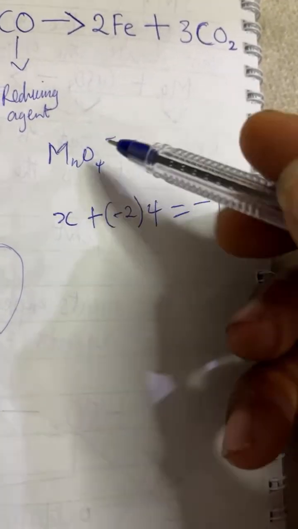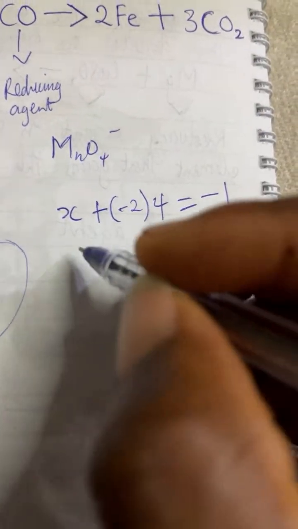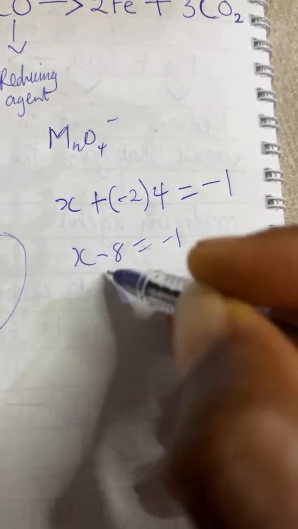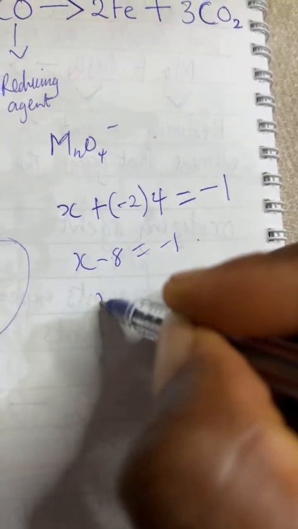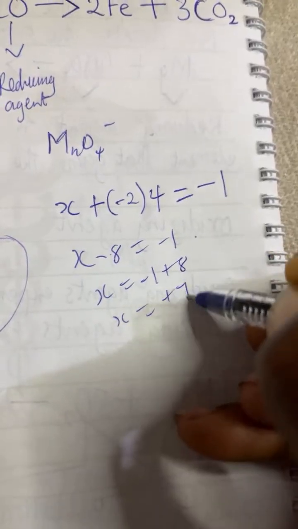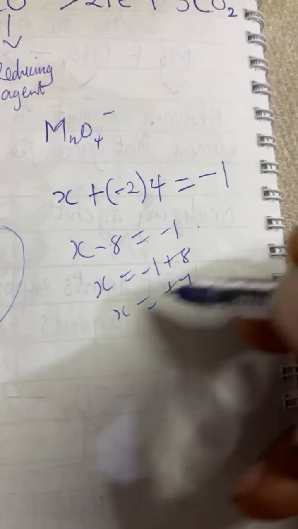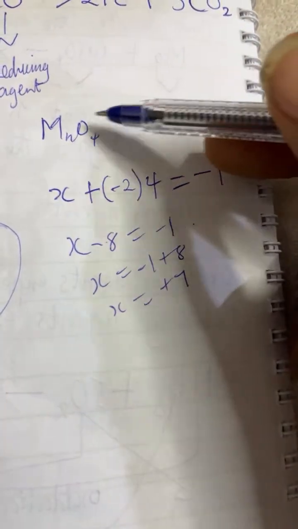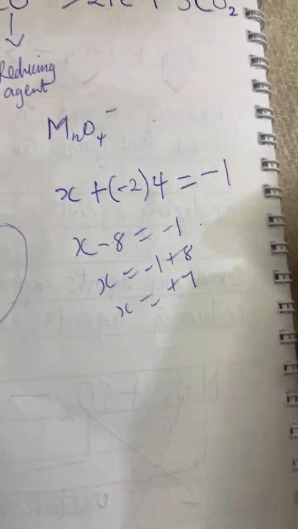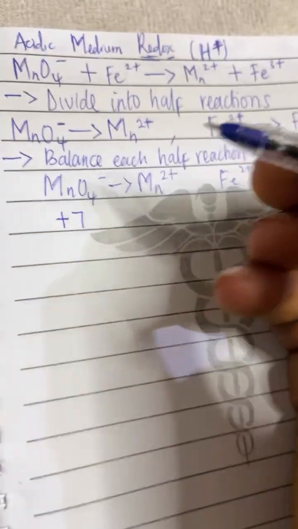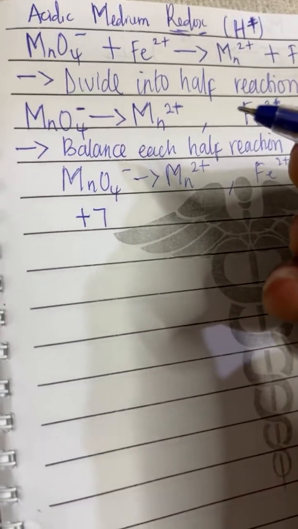So it's equal to -1 because the charge is -1. So X plus -2 times 4, which is -8, equals -1. So you take the 8 to the other side, to turn to an addition sign. So you have -1 plus 8, so our X is equal to +7, right? So the oxidation state of manganese in MnO4 minus is +7. That is what we need. So you just write your +7 here.